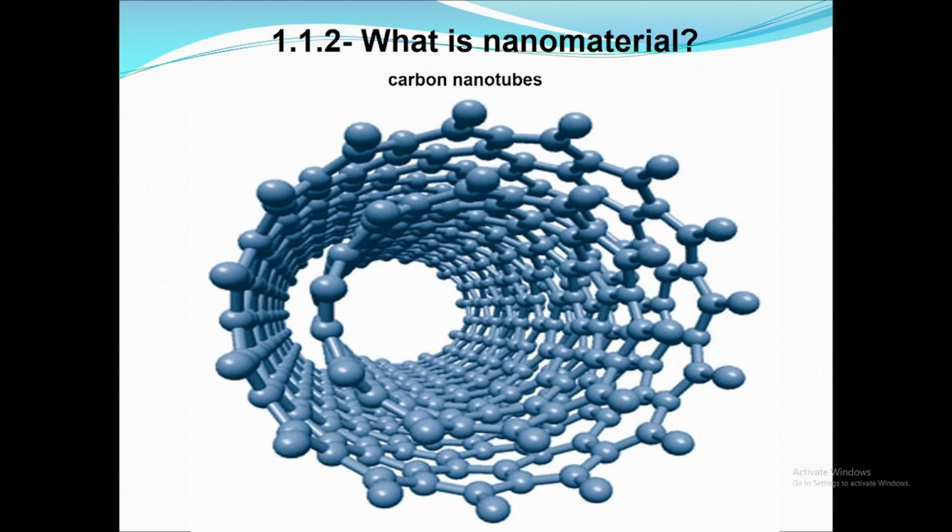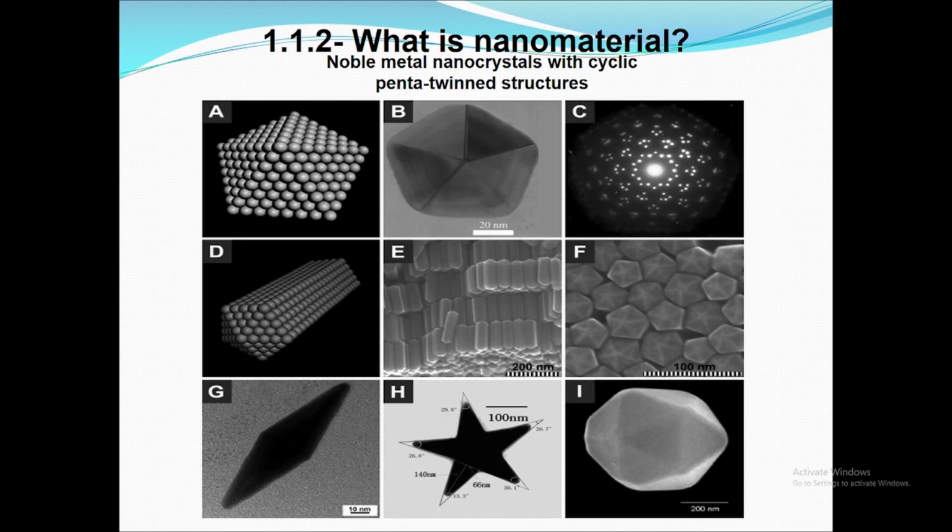Next one is carbon nanotubes. This slide shows the carbon nanotubes. Carbon nanotubes are cylindrical structures composed entirely of carbon atoms. These possess exceptional strength, low weight and excellent electrical conductivity. These properties make them useful in electronics, sensors, batteries and advanced composite materials.